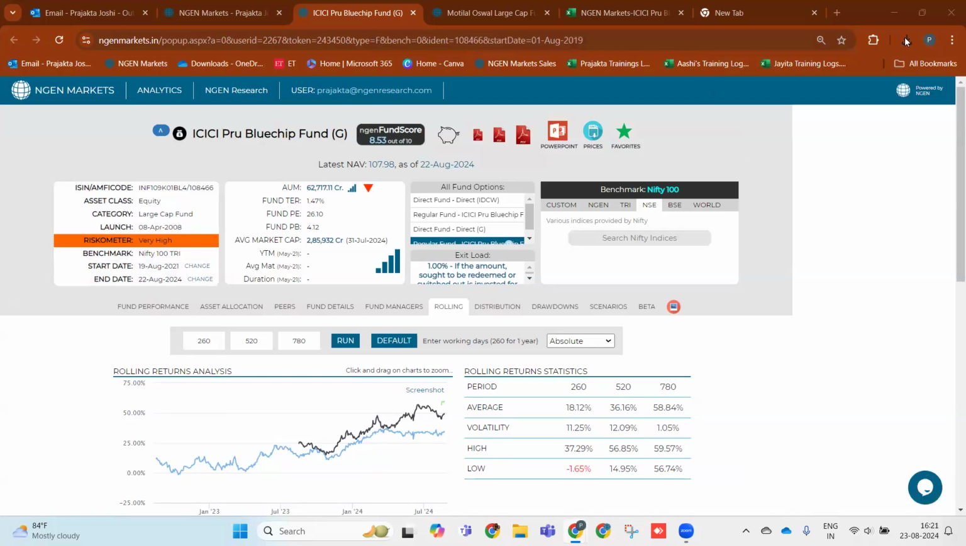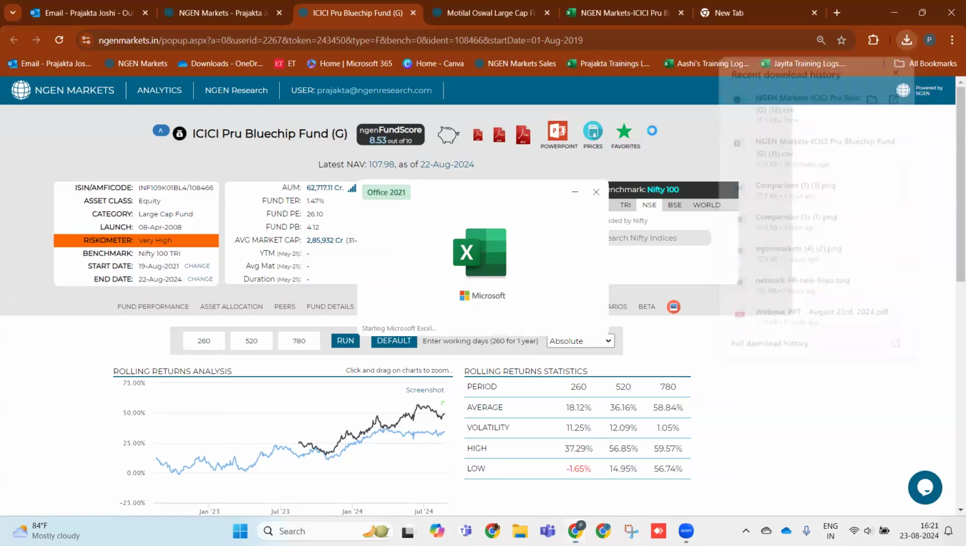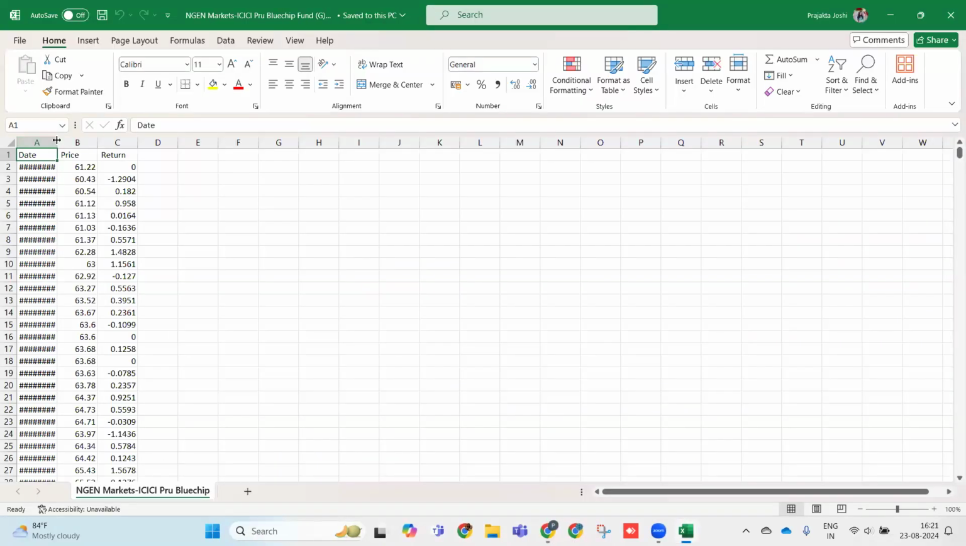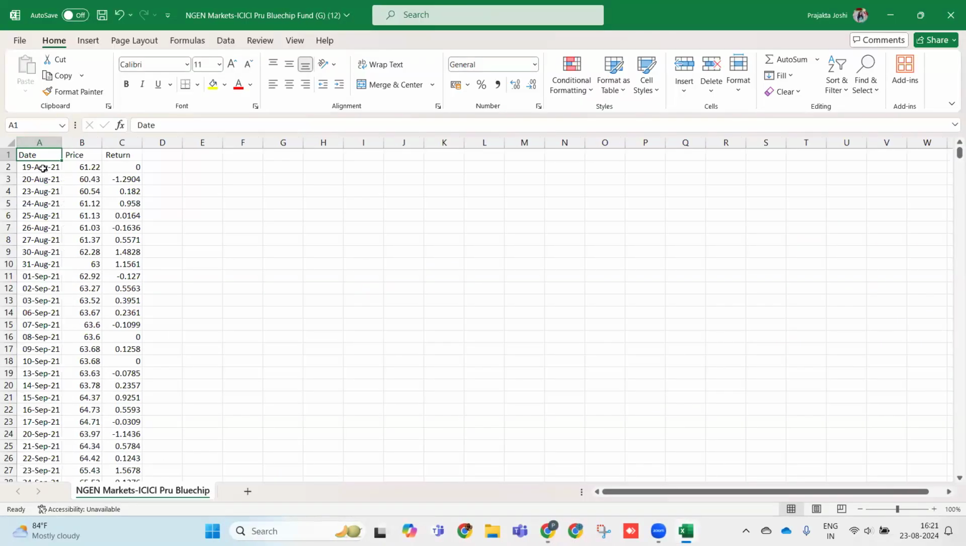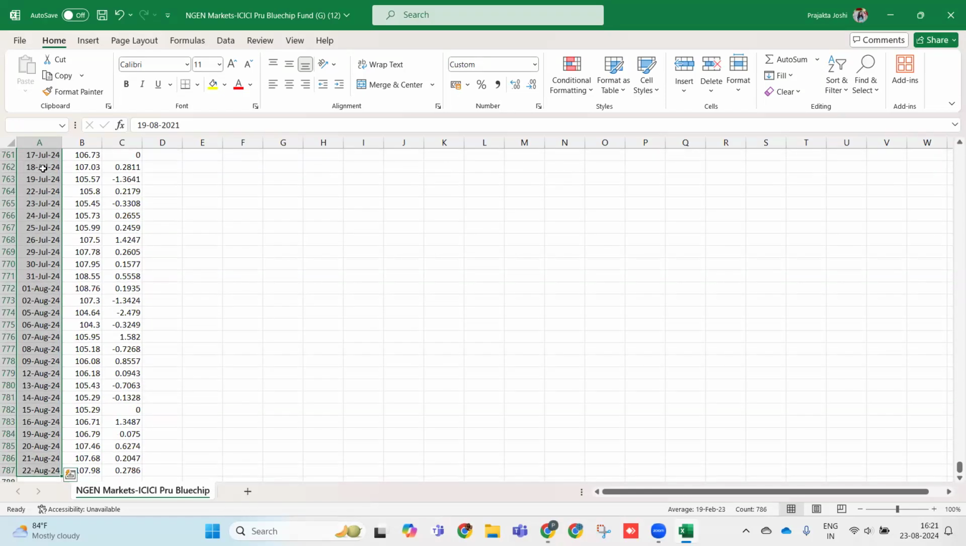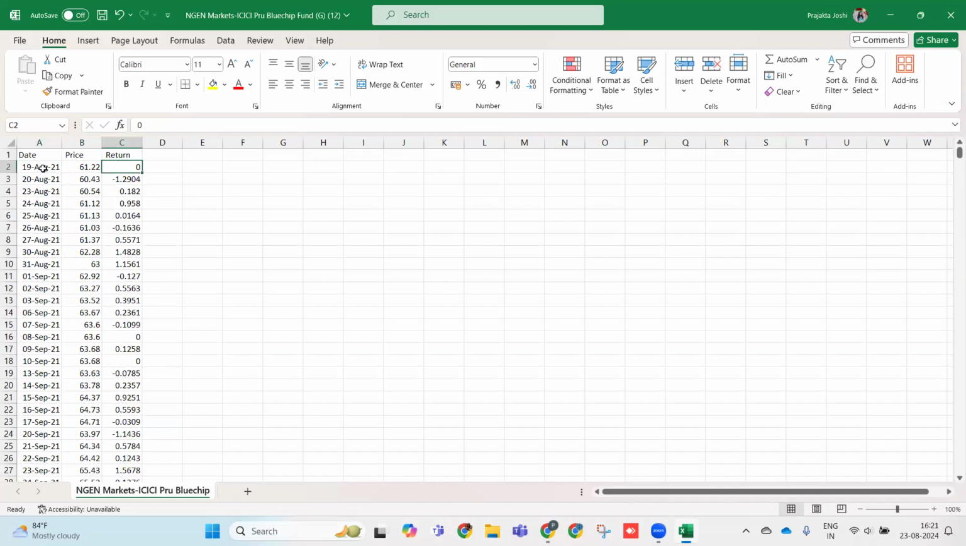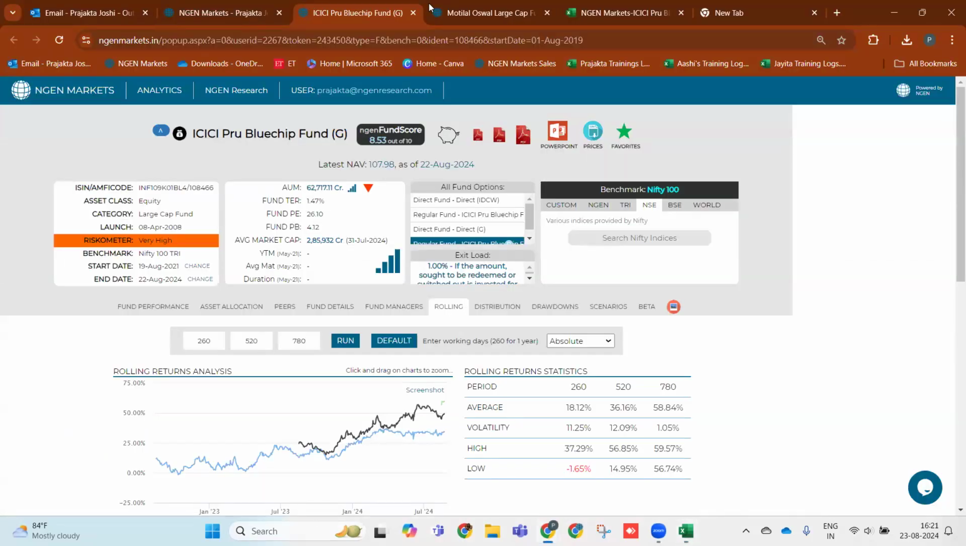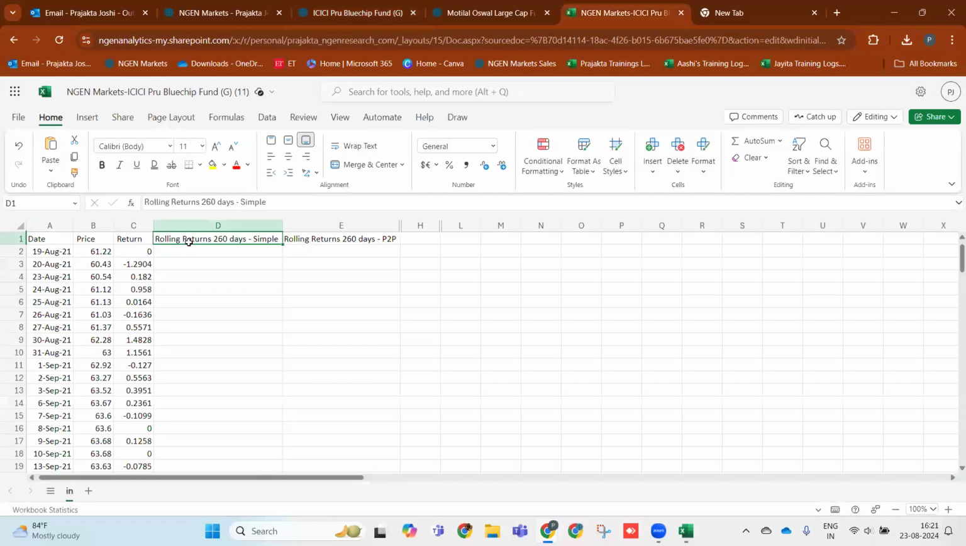So this is how the Excel will look, right? So the date series gets downloaded, 19th of August 2021, and of course current, that's 22nd of August 2024. And alongside that, the historical NAVs and the returns, daily returns, mind you, right? Now, to this, what we are simply going to do is calculate rolling returns.